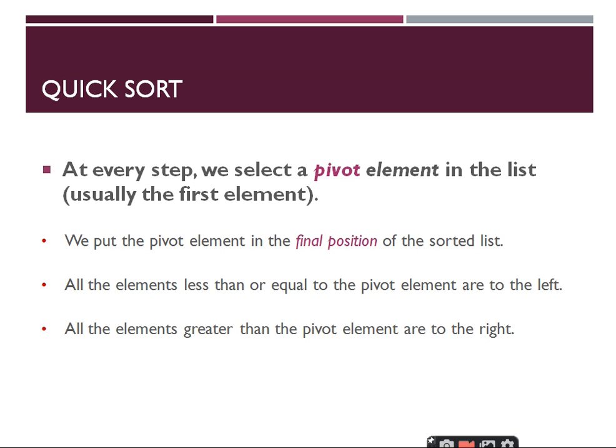Now the next algorithm here is quick sort. At every step we select a pivot element in the list.